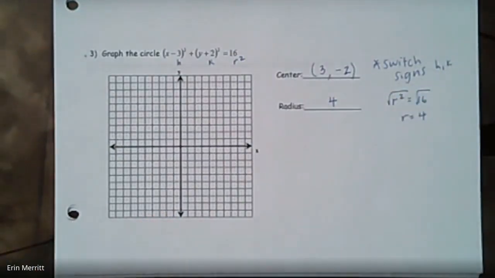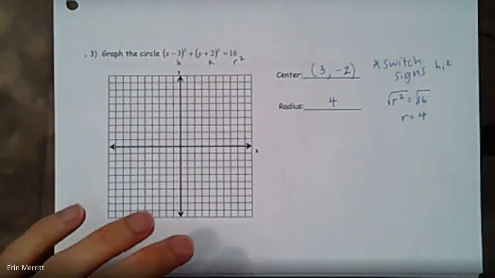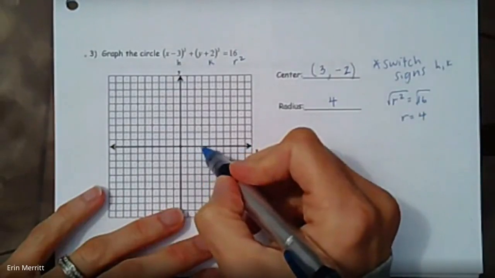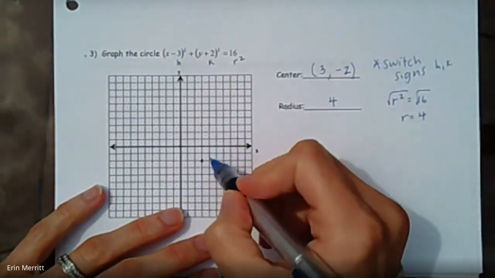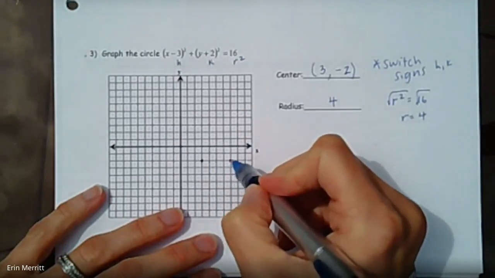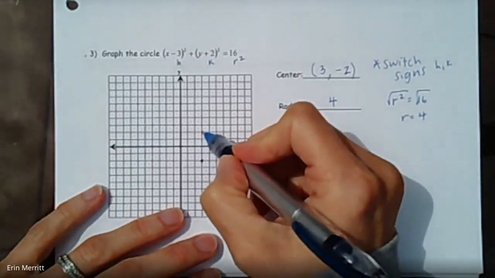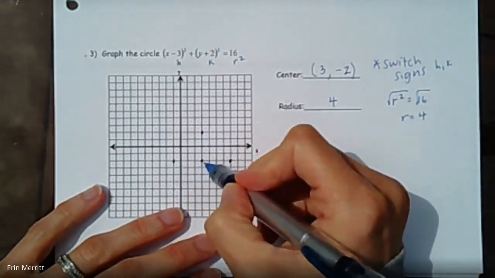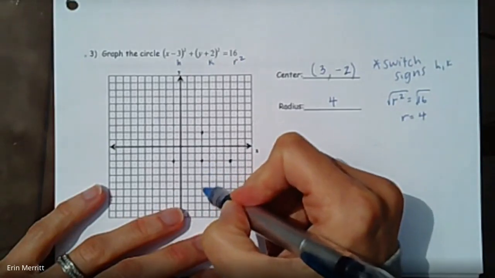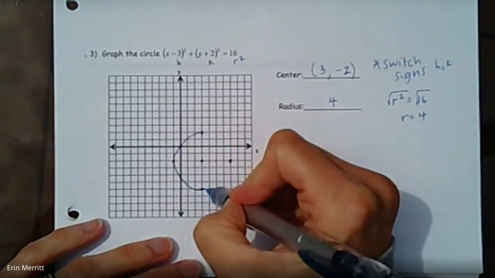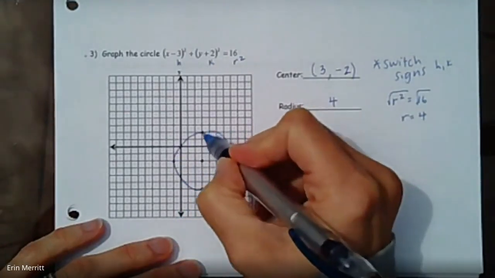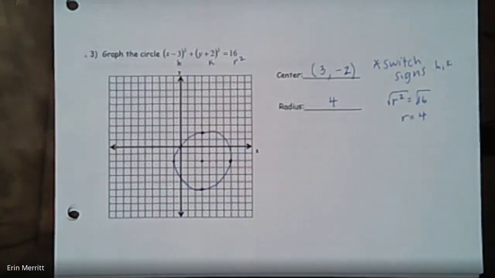All right. To graph it, remember, plot the center point first. So go over to 3 and down to -2. And then you're going to plot 4 more points. Go to the right, 1, 2, 3, 4. Go up 1, 2, 3, 4. Go left 4. And go down 1, 2, 3, 4. Connect those points. And there you go. There's your circle.